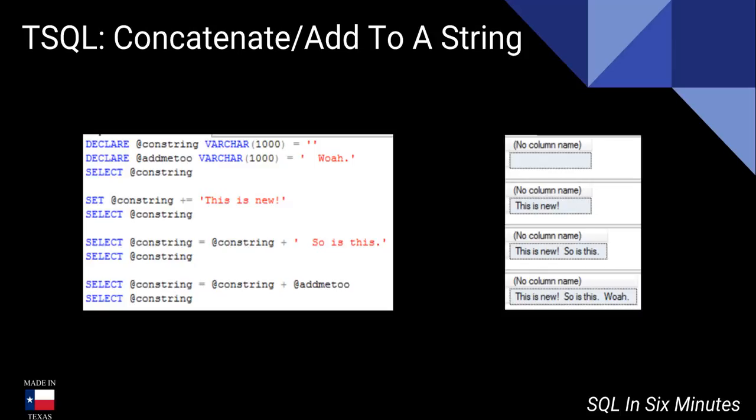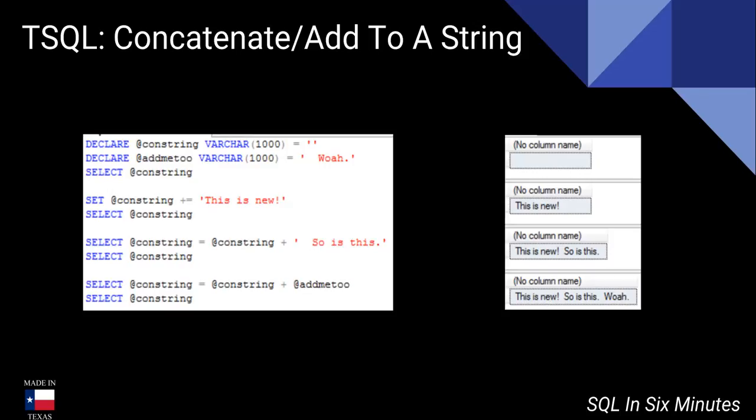So now we want to add the 'whoa', and you'll see that in the very bottom we add the concatenated string plus the 'add me to', and then we select from that. So this can be very handy, especially when you do anything that is dynamic, which generally we recommend against, of course, but there are times that it does come up, and you may want to add.